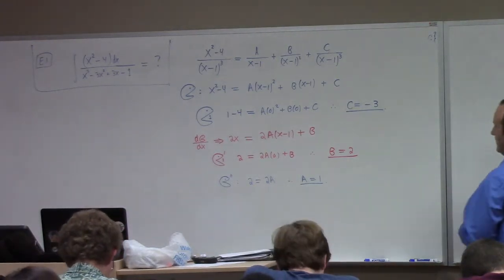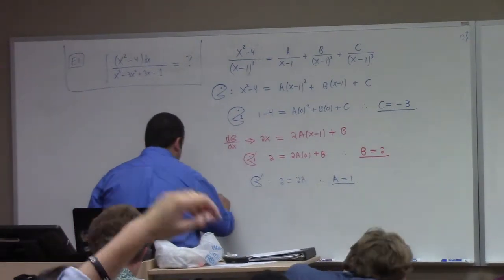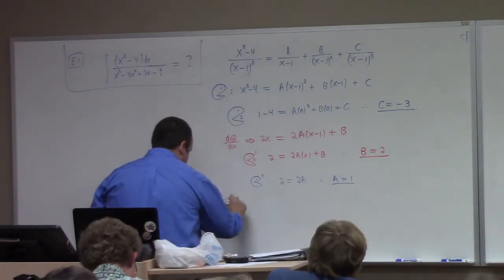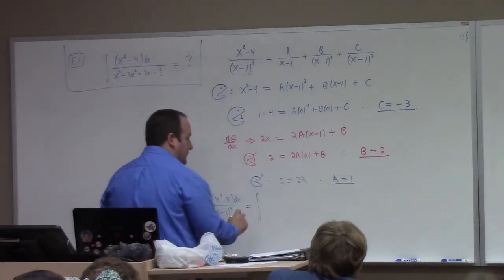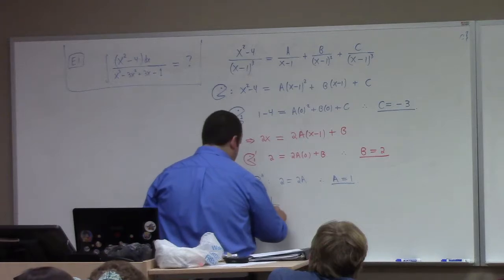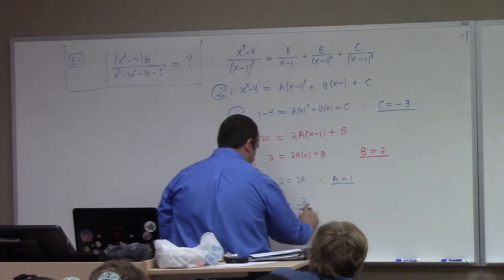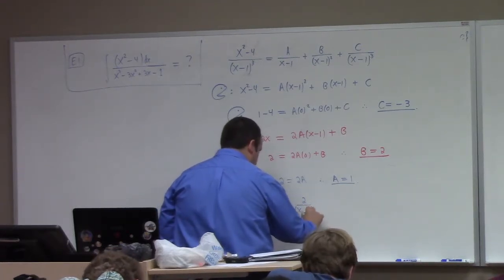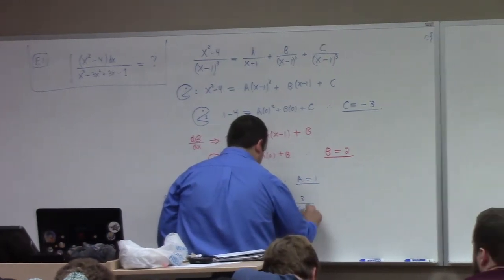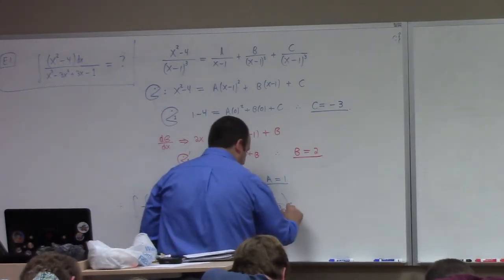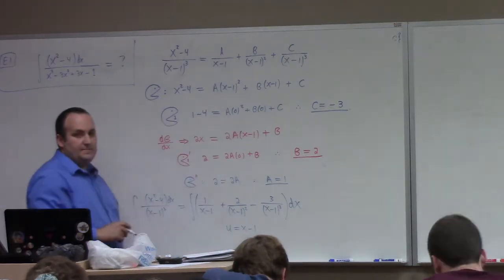Okay, so moving along here. Therefore, we have the integral of x squared minus 4 dx over x minus 1 cubed, as we learned, is equal to the integral of 1 over x minus 1 (A was 1), plus 2 over x minus 1 squared, and then minus 3 over x minus 1 cubed. These we can do with a u. Think about a u equals x minus 1 substitution. All of these can be done with that.